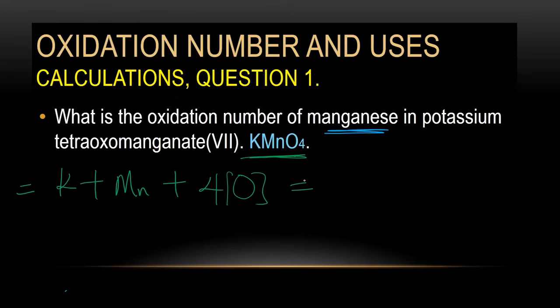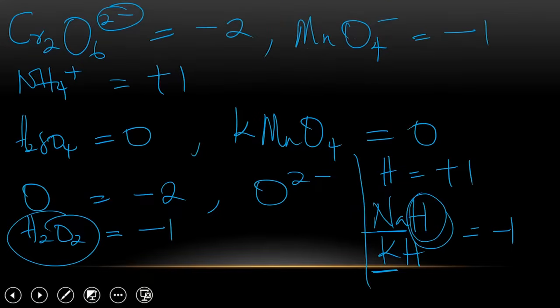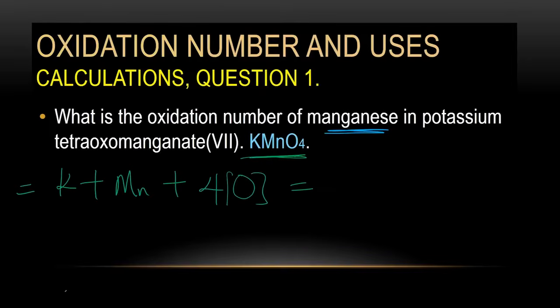Is equal to, now remember this law. The law we stated is that the oxidation number of a compound, when it doesn't have a specific charge, is 0. So if you check here, this compound doesn't have a specific charge, right? So the oxidation number is equal to 0.